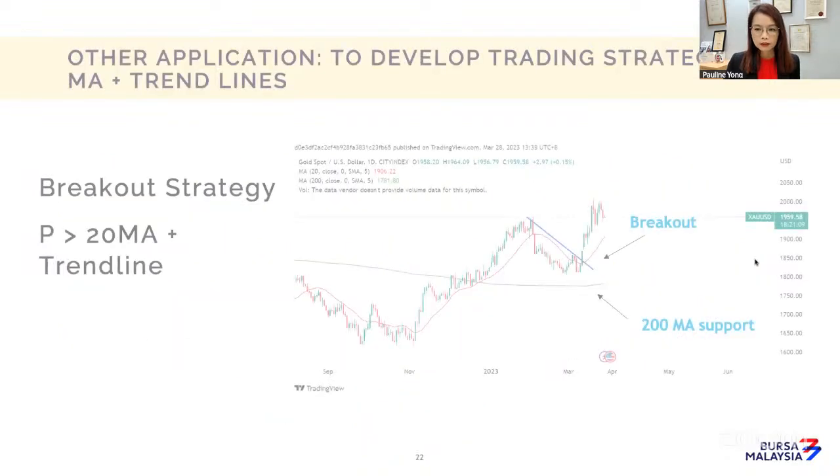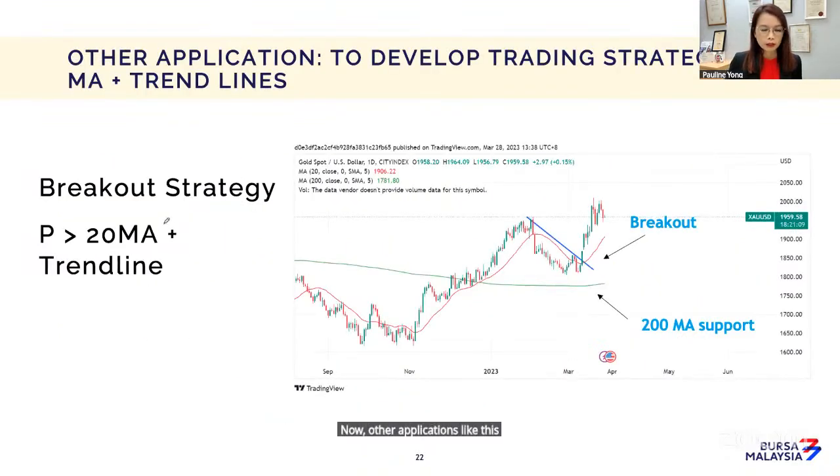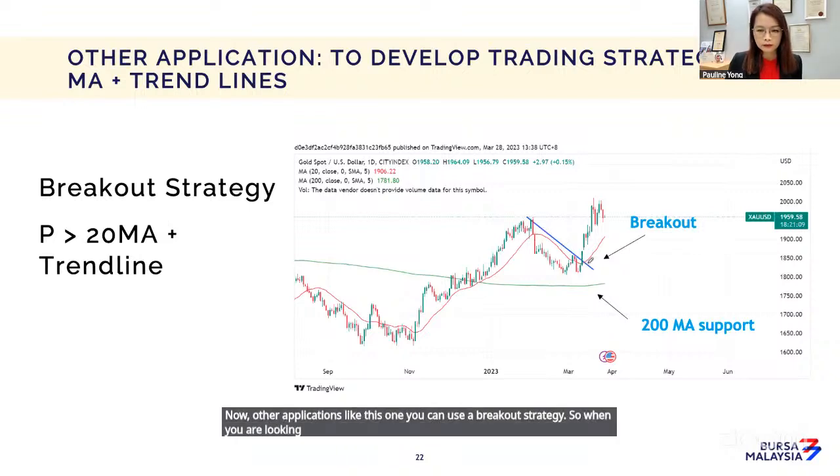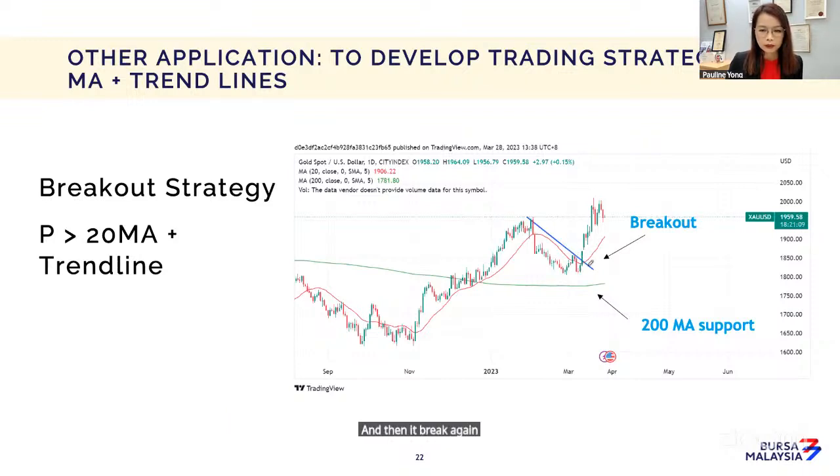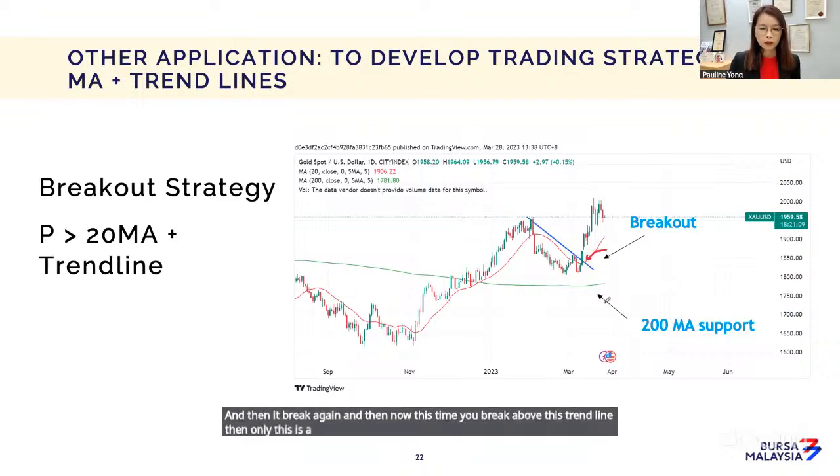Now, for another application like this one, you can use a breakout strategy. When you are looking at the trend line like this, it breaks out but is still within the trend line, so no breakout yet. Then it breaks again, and this time it breaks above the trend line. Only then is this a trend line break, a breakout, and a long.